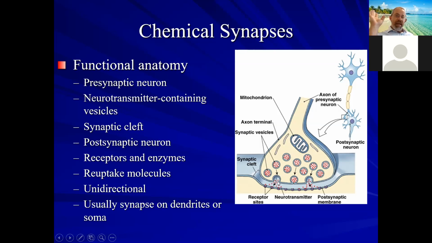If we're looking at neuron to neuron synapses, like here, because there are neuron to muscle synapses, neuron to gland synapses, the synapse occurs either on the dendrites or on the cell body. There are exceptions where there are synapses between axons, but those aren't as common, and we're not going to go over those.